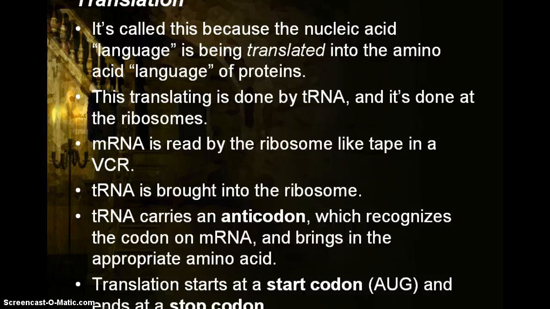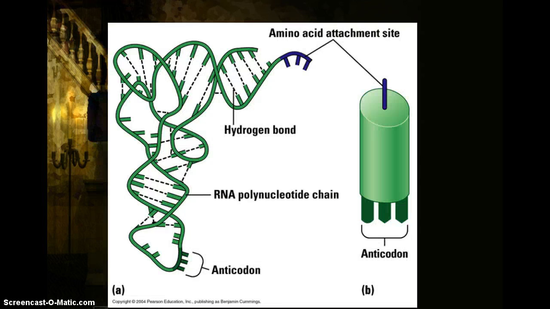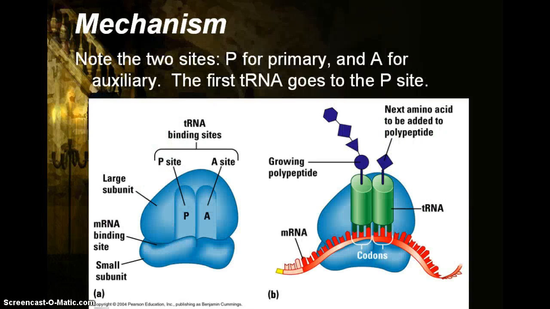So the transfer RNA is brought into the ribosome and it has an anticodon. It's going to recognize a certain codon at a certain place on messenger RNA and bring in the appropriate amino acid. And those amino acids, when they're next to each other, are going to bind to each other and make a long chain. So it starts at the start codon, which is always AUG, and it's going to end at a stop codon.